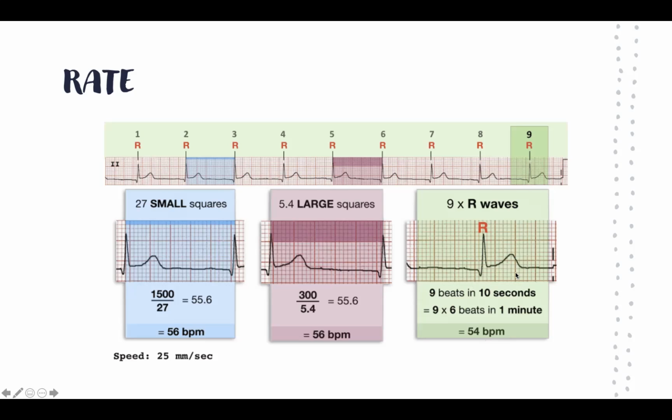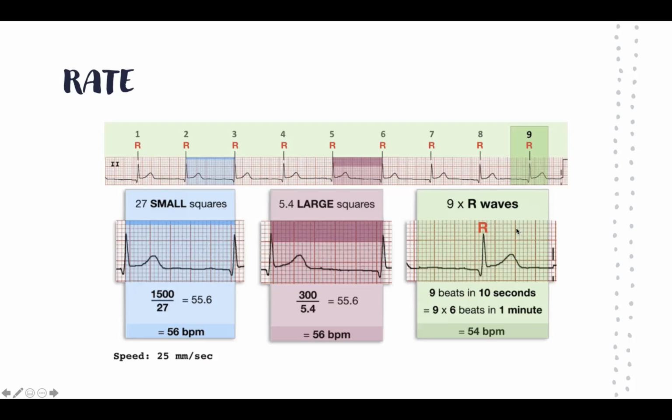If you don't have a 10-second strip, then we rely on using the small or large squares. We can count the number of small squares and divide 1,500 by the number of small squares, or use 300 divided by the number of large squares. So in this case, it'll be 1, 2, 3, 4, 5, and a little bit, so 5.4 as they've discussed over here. And that has led us to 56 as well.